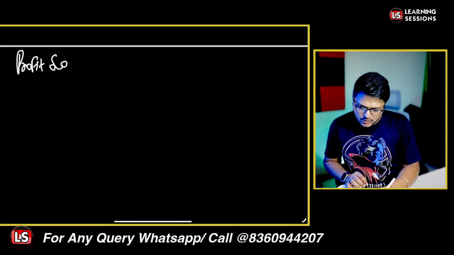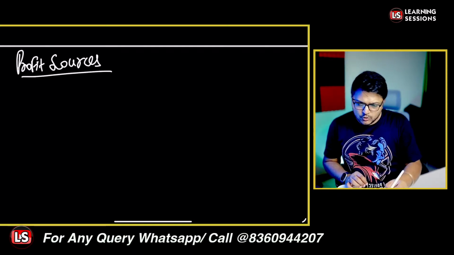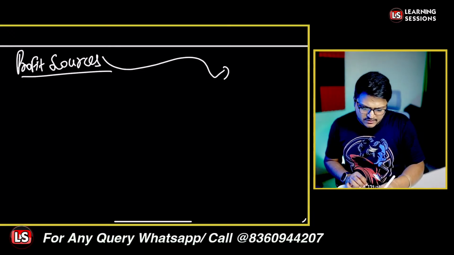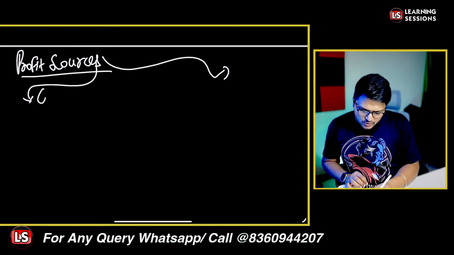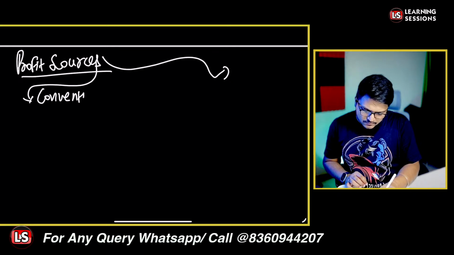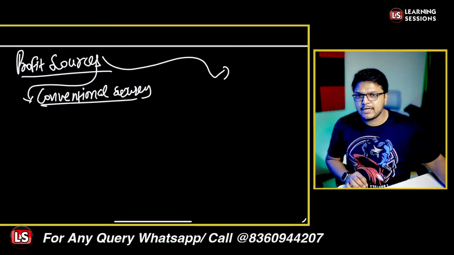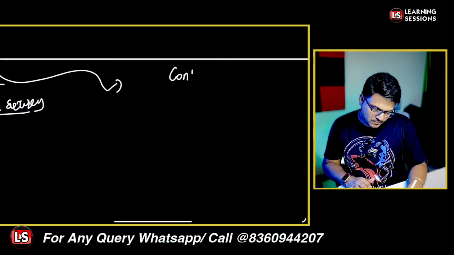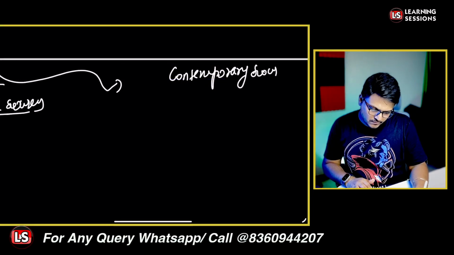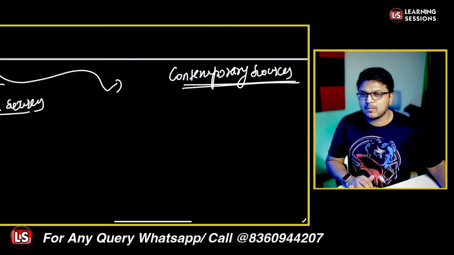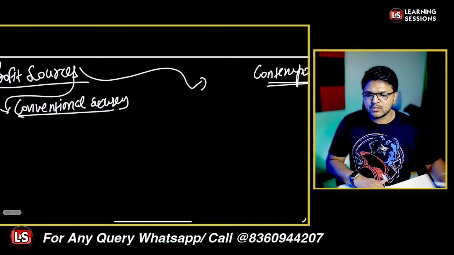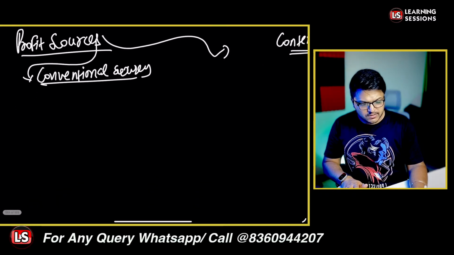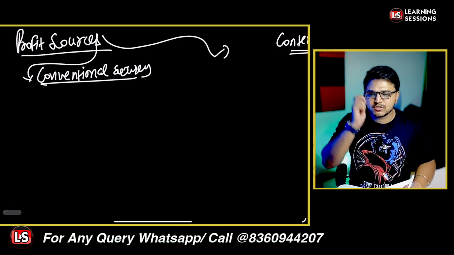We are going to talk about the profit sources over there. There are two types of profit sources. One is related to the conventional sources, and the other is related to contemporary sources. We are going to talk about them all. First of all, we are going to consider the conventional sources. What are the different conventional sources?